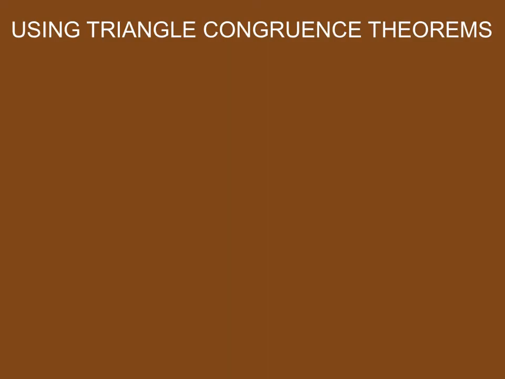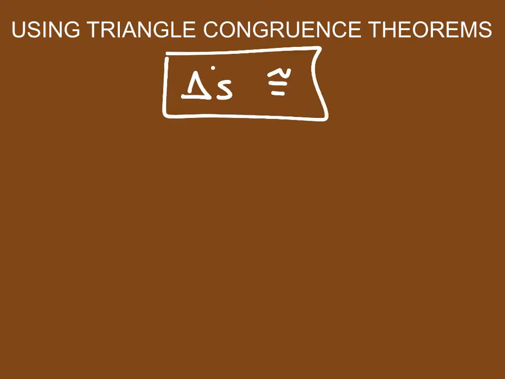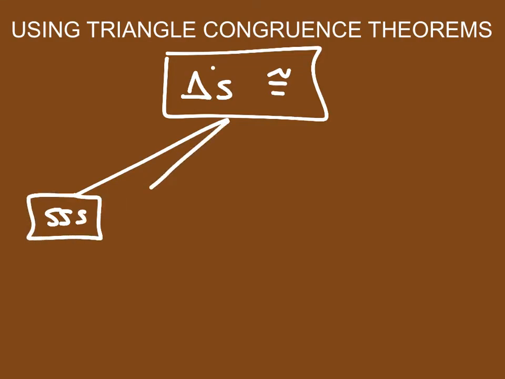Hi there. In this video, we're going to be talking about using the triangle congruence theorems. We can say that triangles are congruent based off of a couple of things. The first one that we can say is the side-side-side congruency theorem. We can then say that the angle-angle-side congruency theorem will give us congruent triangles.